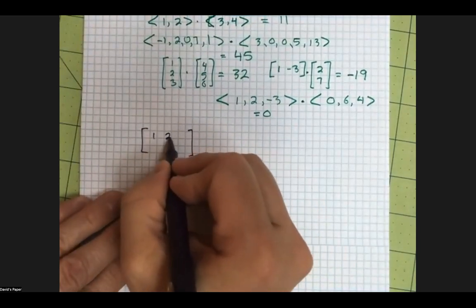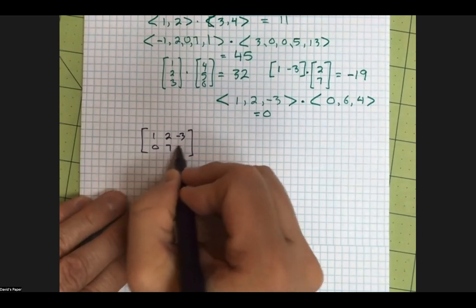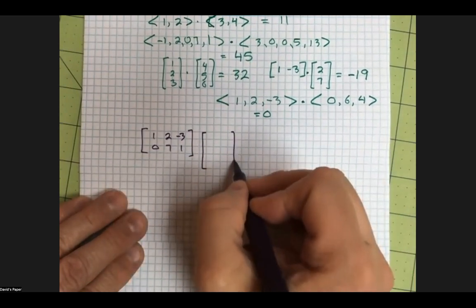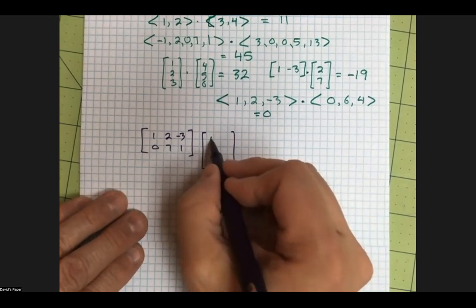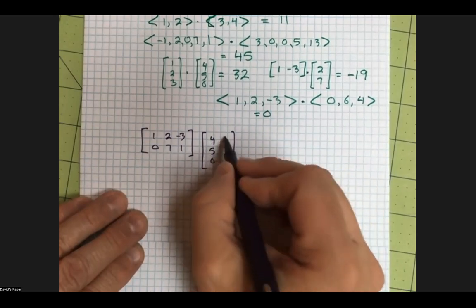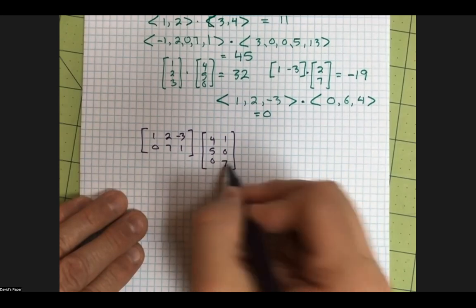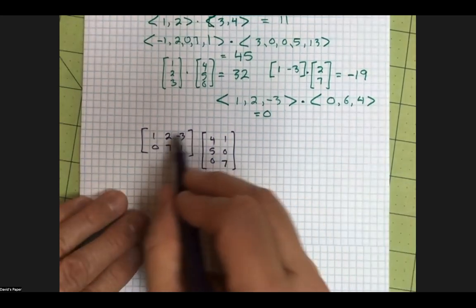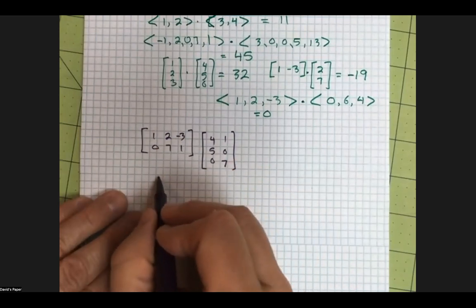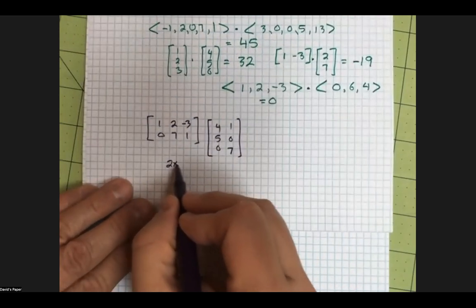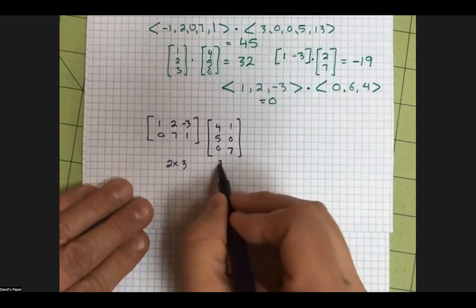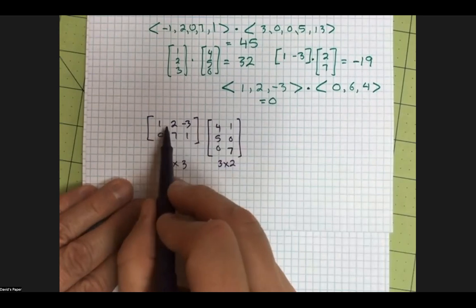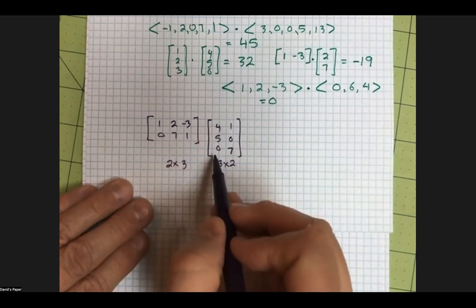If I take 1, 2, -3, 0, 7, 1, and I lay down another table next to it, like 4, 5, 0, 1, 0, 7, these are not vectors anymore. They're combinations of vectors. These are legally two matrices. This matrix is 2 by 3. This matrix is 3 by 2. But by their sizes, I'm allowed to dot the rows and the columns.